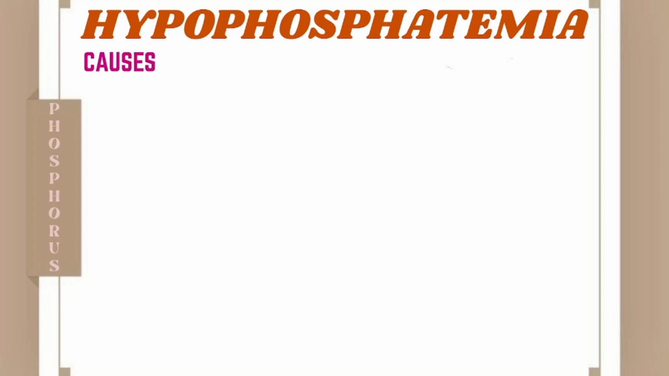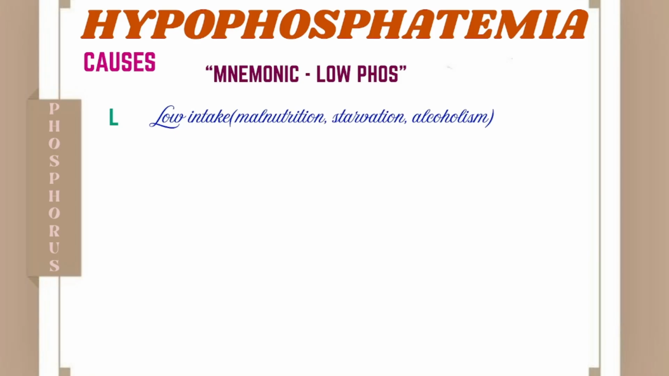The causes for hypophosphatemia. We know that hypophosphatemia is a condition of low phosphorus. So the mnemonic for causes is LOW PHOS. It is easy to remember. Let's study L. L stands for low intake, that is malnutrition, starvation, or alcoholism. Due to inadequate dietary phosphate intake, there is decreased level of phosphorus in the body, and low intake can be due to malnutrition, starvation, or alcoholism.